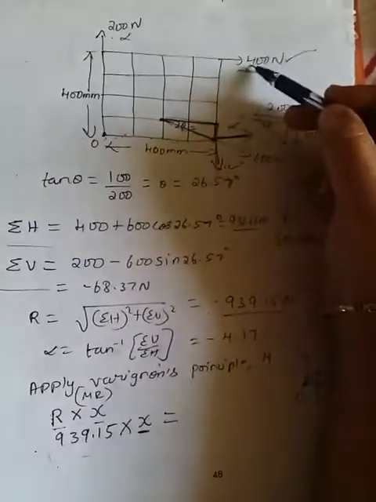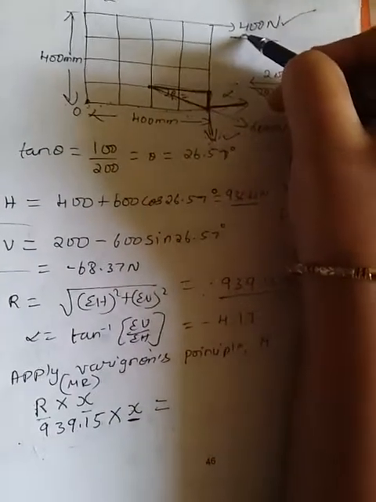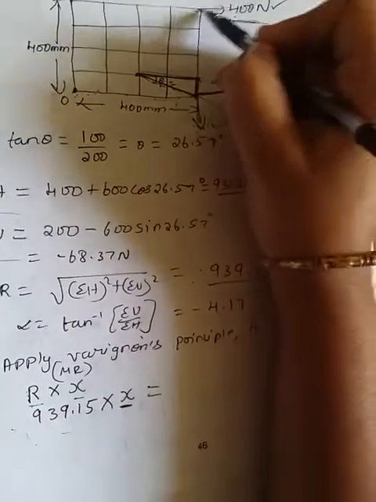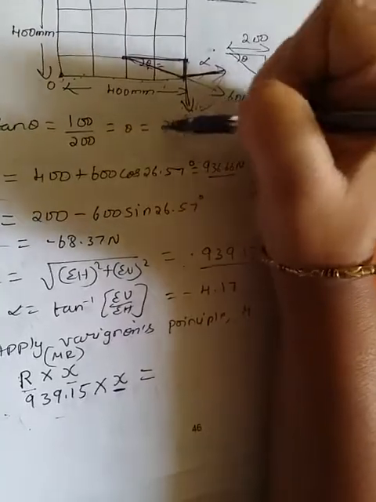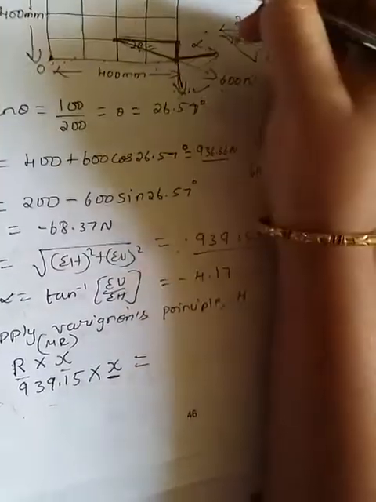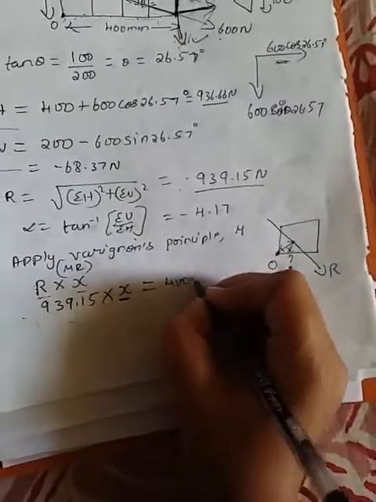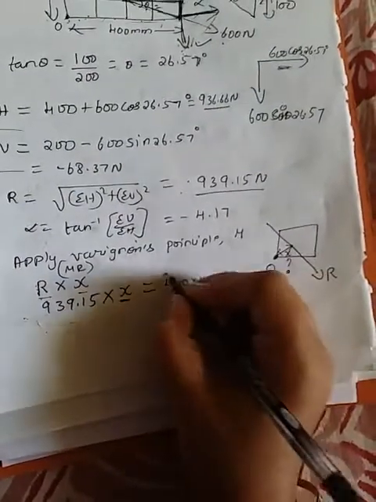So consider this force, the 400 Newton force, acting in this direction. Let us consider the moment like this, rotating it: 400 into 400, the direction is positive. This is the force, this is the distance.